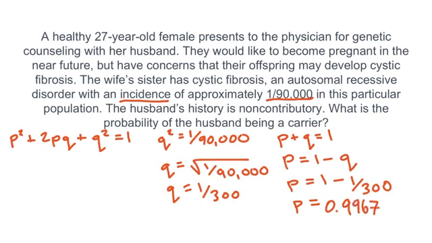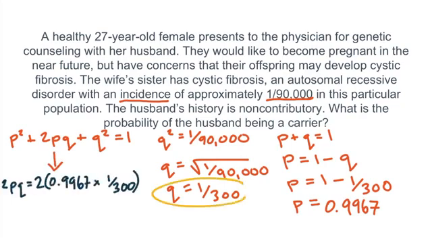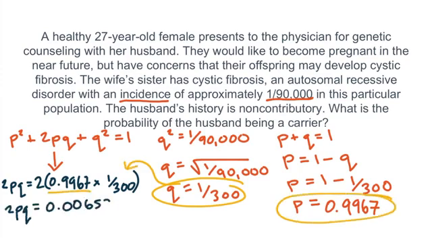0.9967. Now that we know P and Q, we can multiply these by 2 to get 2 times P times Q. So you can see that I plugged in Q right here and P right here. So the probability of the husband being a carrier is 0.006587. You may have noticed that this math took quite a while to complete, and this is why on step 1, you should know how to do a shortcut to save time.